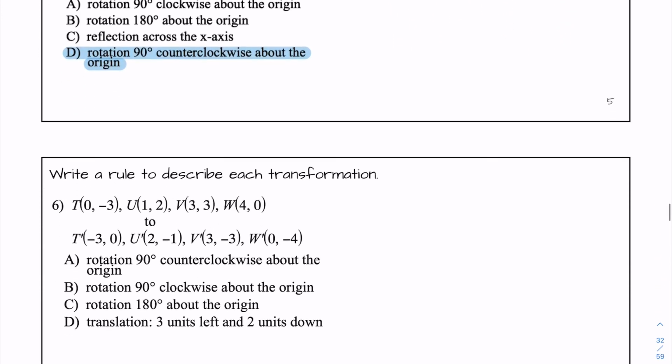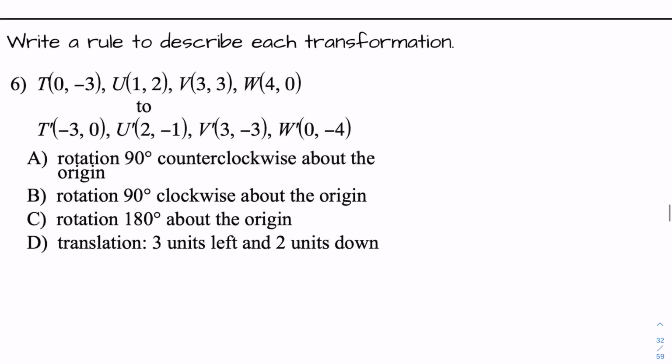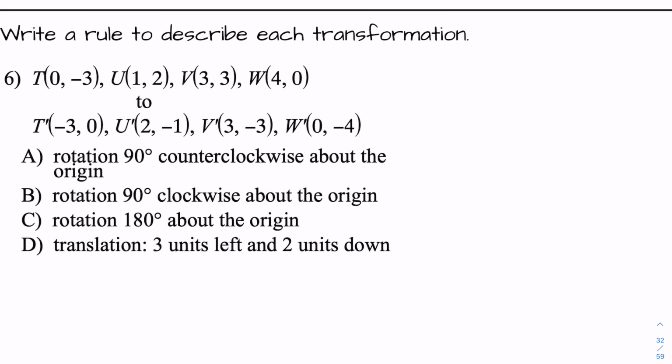So now you can do the same thing for this next one. Take your points and see what's happening. It looks like I have x comma y maps onto what? Well, it looks like this goes there. So it looks like y goes in the first spot and x goes in the second spot. Okay. Well, that's not a rule. Let me keep looking.